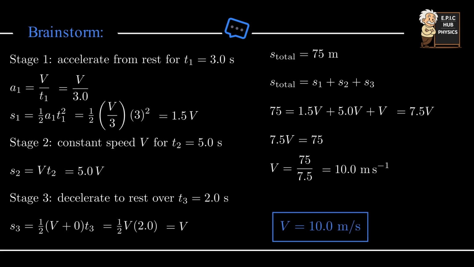What did we do? First, we visualized the motion using a velocity time graph. Then we calculated the distance traveled in each stage using the area under the graph. Finally, we added the distances and used the total distance to solve for the unknown speed.